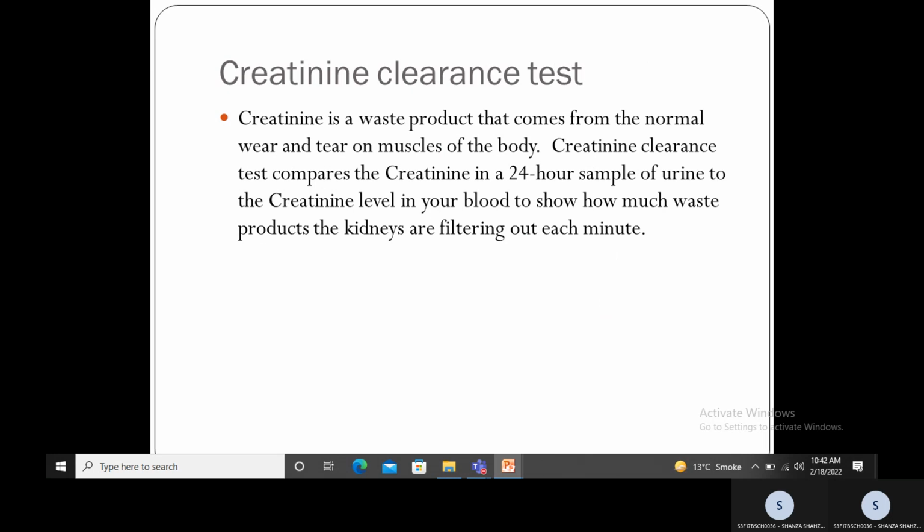Creatinine clearance test. Creatinine is a waste product that comes from the normal wear and tear on the muscles of the body. The creatinine clearance test compares the creatinine in a 24-hour sample of urine to the creatinine level in your blood to show how much waste product the kidneys are filtering out each minute.